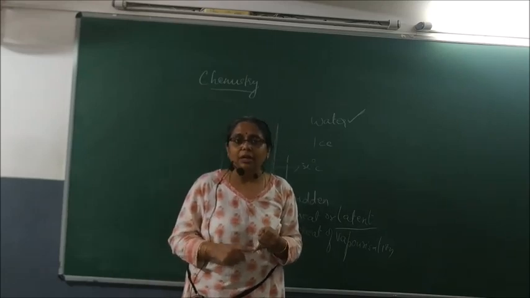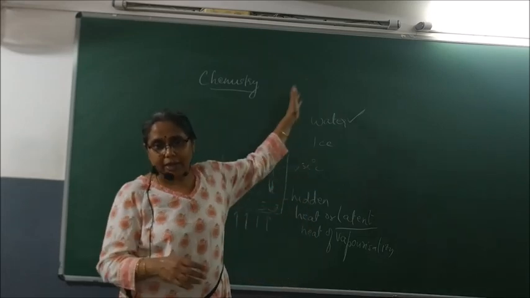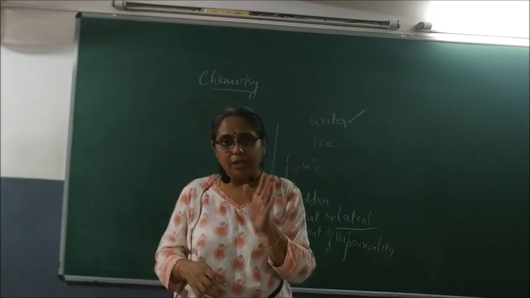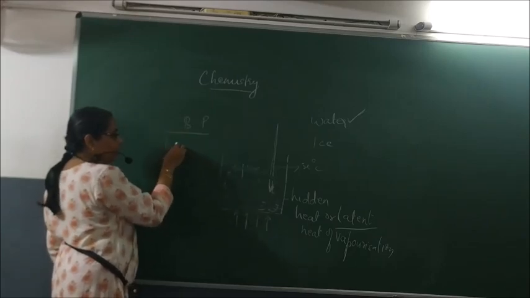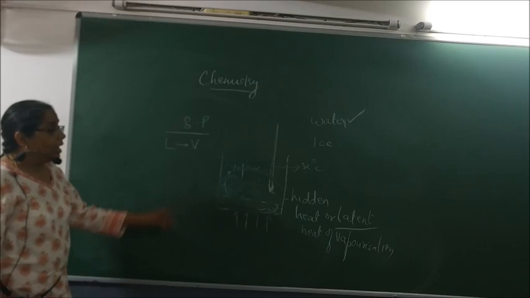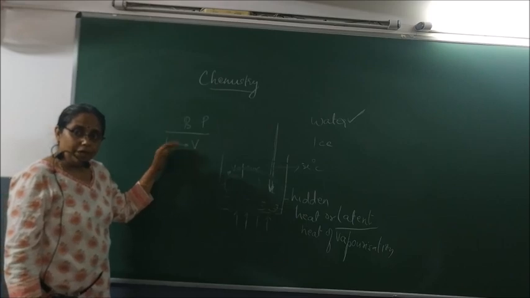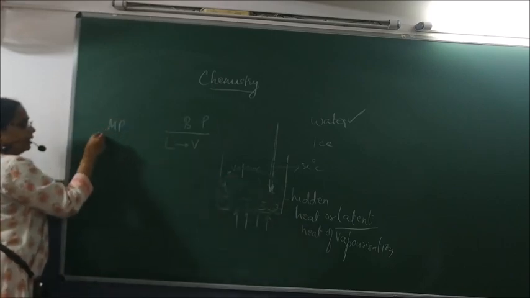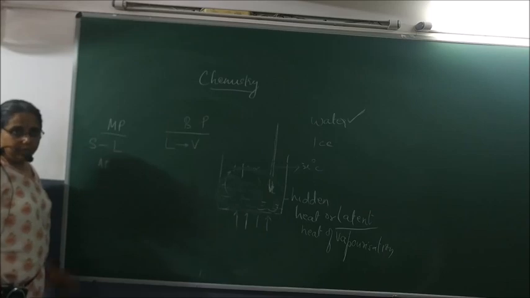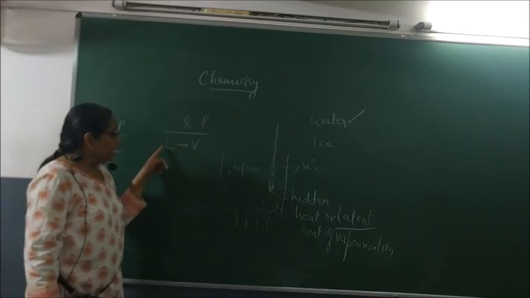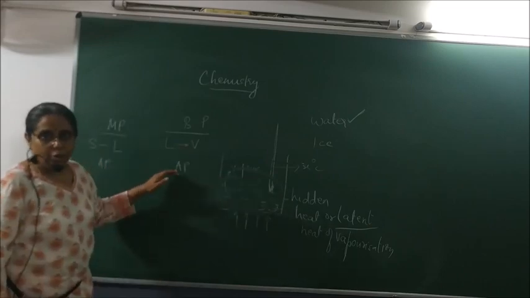Enunciate. The temperature at which the solid gets converted into liquid at what? At atmospheric pressure is called as its melting point. What is boiling point? The temperature at which liquid gets converted into vapor at its atmospheric pressure is called as boiling point. Melting point, you know, the temperature at which the solid gets converted to liquid at atmospheric pressure. What is boiling point? When the liquid gets converted to vapor at atmospheric pressure is called as its boiling point.